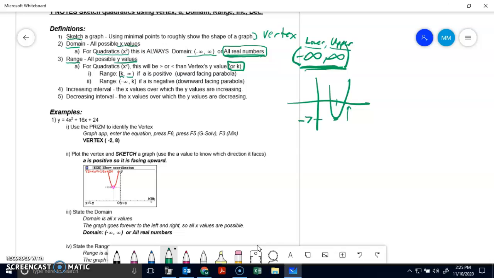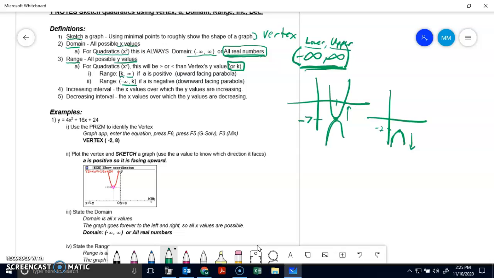Or if it's upside down, let me redraw that. So something like this. And let's say this is at negative 2. Then everything below negative 2 is what's possible. So from negative infinity up to that k value.